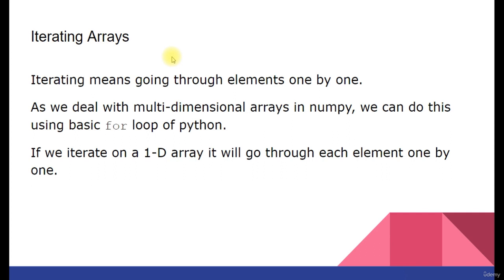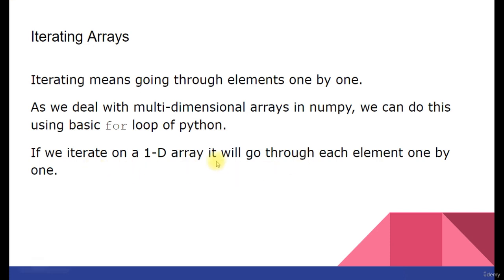First of all, let us understand basically what iterating in Python means. So basically, we try to use a loop and go through all the elements present inside that array. So iterating means going through elements one by one inside that array. As we deal with multi-dimensional arrays in NumPy, we can do this using a basic for loop that we use in Python. So this is very clear. For iterating the arrays, we are going to use a basic for loop.